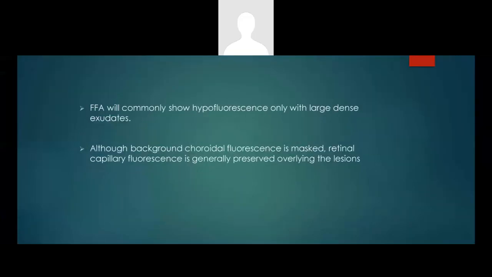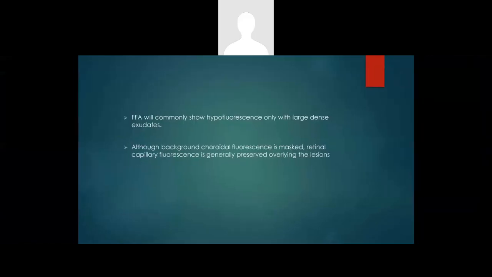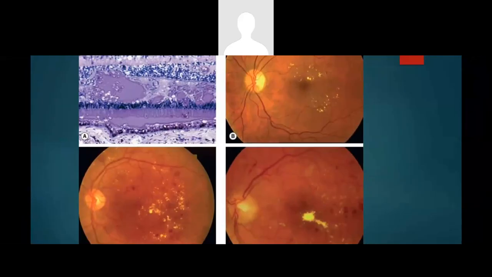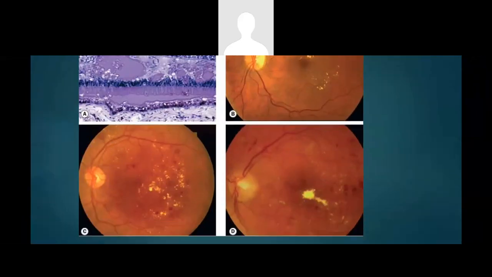FFA is commonly done, and it shows hypofluorescence with large dense exudates. Since the exudate usually blocks the background choroidal fluorescence, but the capillary fluorescence is generally preserved overlying these lesions. And here in this second image, we can see the hard exudates, and along with that, hemorrhages are also associated. With time, crystalline cholesterol deposition, as we see in the last picture, is formed.